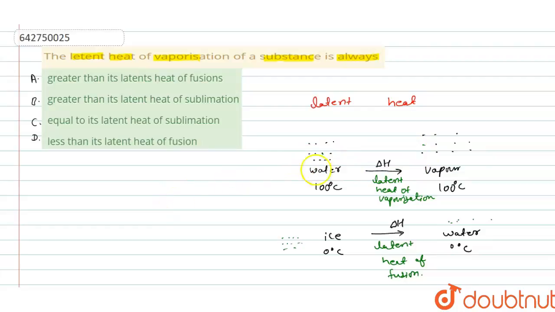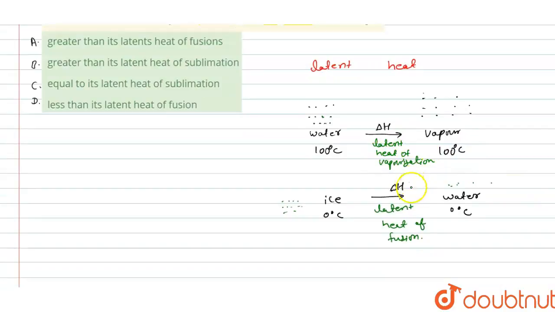So we can say that in case of water to vapor, the heat required is more because we are separating the atoms farther apart as compared to ice to water. So this is latent heat of fusion, and this is latent heat of vaporization. We can say latent heat of vaporization is greater than latent heat of fusion because of the breakdown of the water molecules.